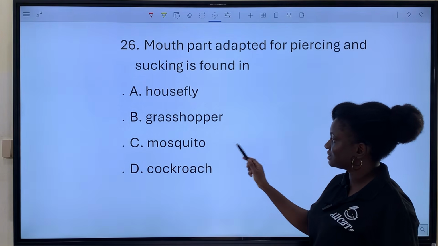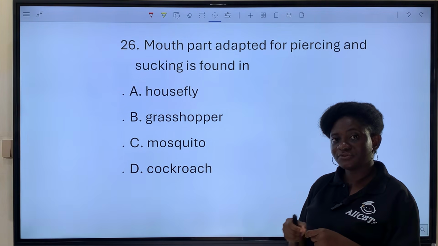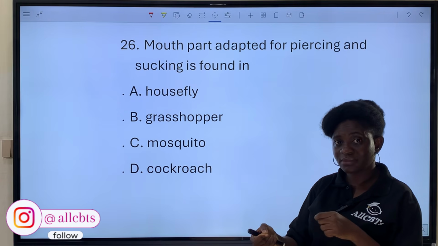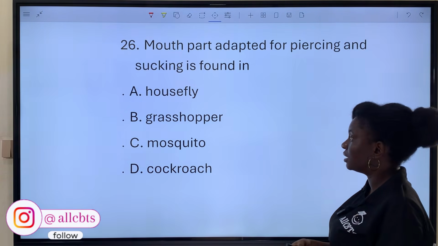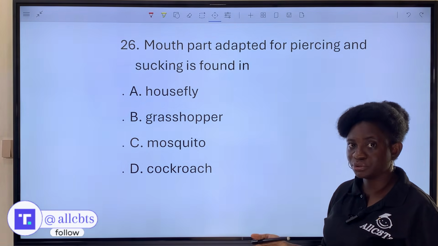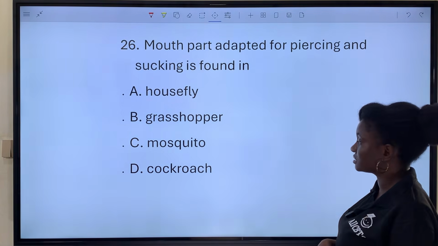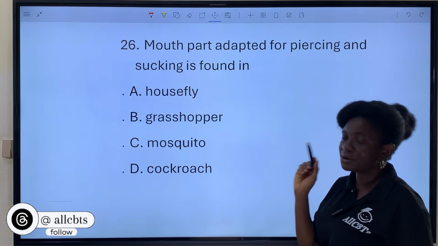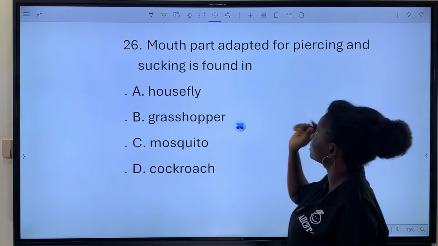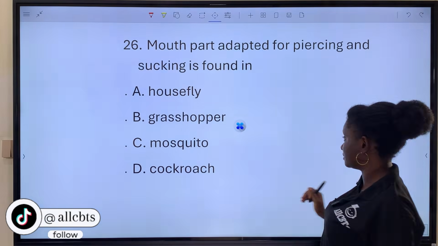So which organism here is mainly mosquito? Especially the female mosquito, they have a needle-like mouth for piercing into the skin of people to suck blood. And during that process they release the disease known as malaria. So the correct answer here is mosquito. Mosquito has the mouth part adapted for piercing and sucking.